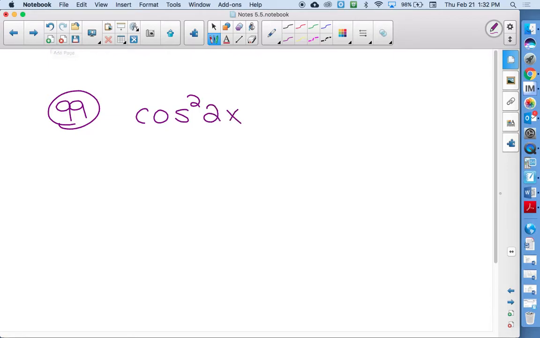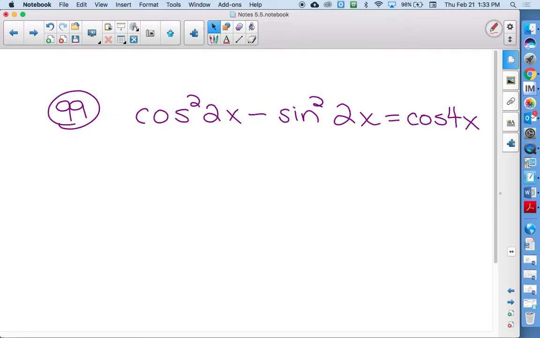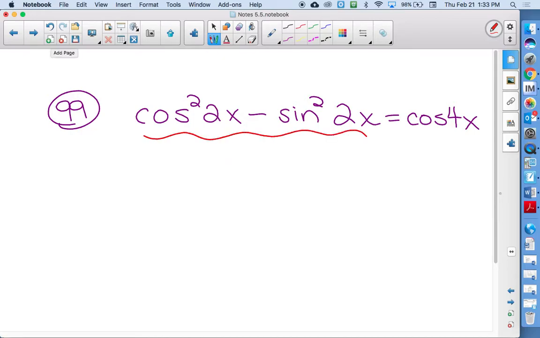Anytime you want to change the variable because you don't like the angle variable that they're using, feel free to change it. And then minus the sine squared of 2x. Supposedly, that's supposed to equal the cosine of 4x. So you're asked to verify, which means prove one side can become the other. If you look at the left side, that's called the expanded form for the formula.